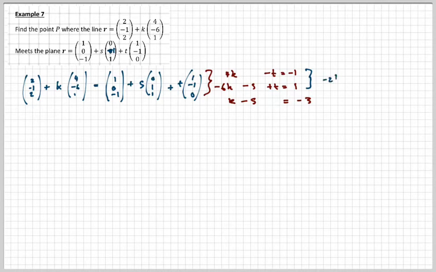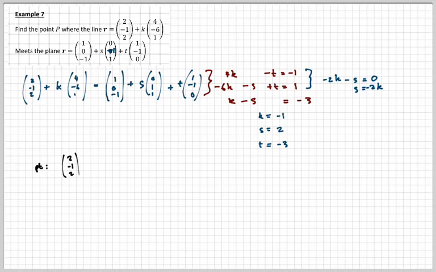If we solve the first two equations, we can add the equations to eliminate t, which gives us s equals negative 2k. We can sub that value of s into the third equation, giving us k is negative 1. And then finding s, well, that just means s is 2, and then t is negative 3. So find the point P where it meets the line. Well, we know the k value now, so let's substitute that into r.